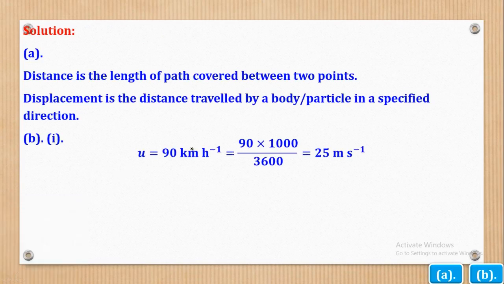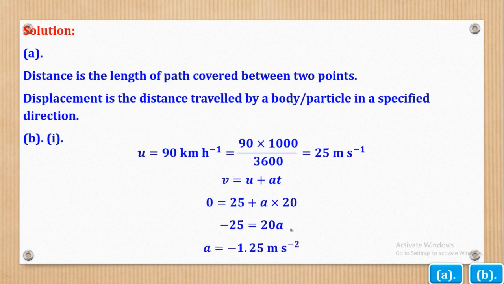Converting kilometers to meters, we multiply by 1000. Per hour to per second, you divide by 3600, and in the end you come up with 25 meters per second. Then I quote the formula, first equation of motion, then substitute: final velocity is 0 because it was brought to rest, initially it is 25, acceleration is what you want, time is 20 seconds. When I make a the subject, a will be equal to negative 1.25 meters per second squared.